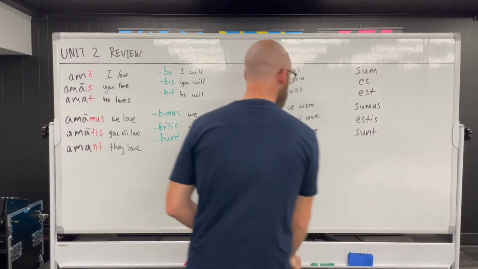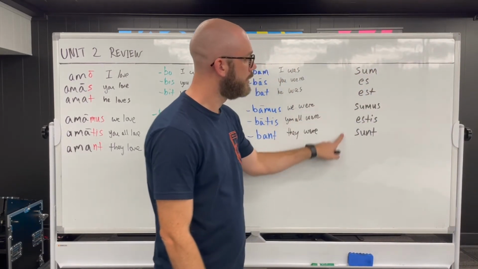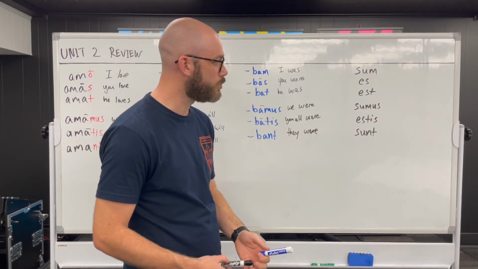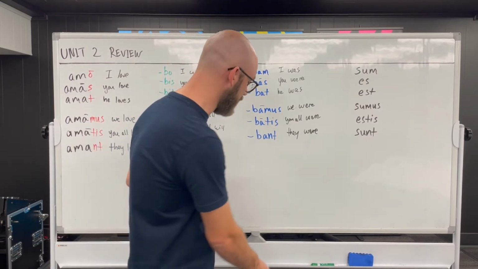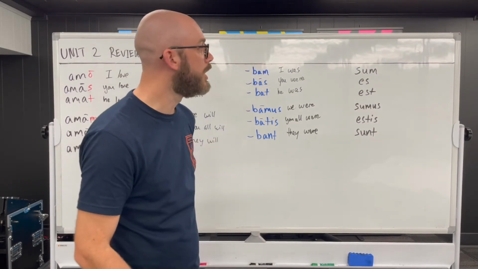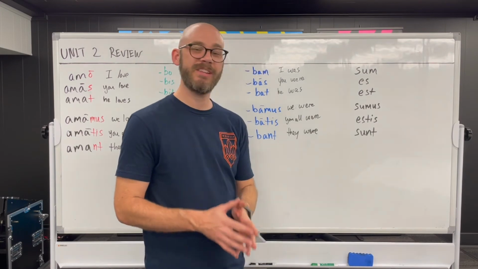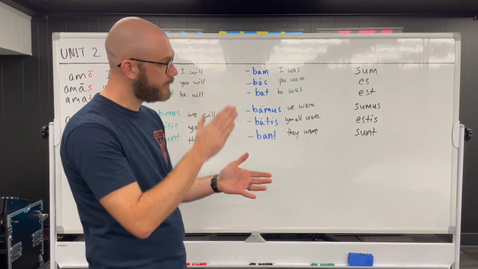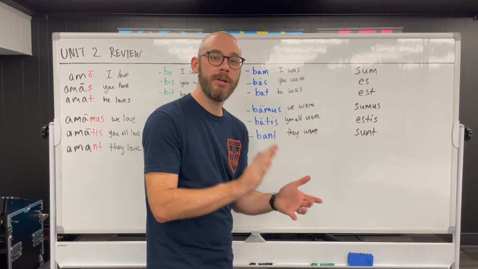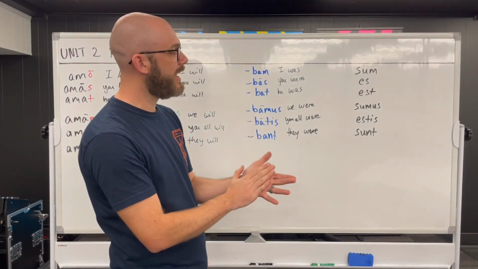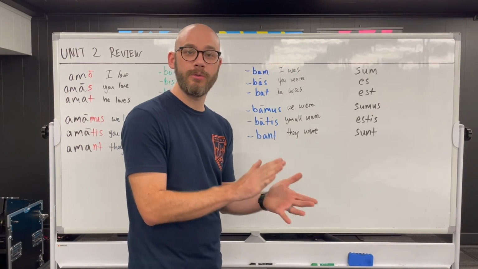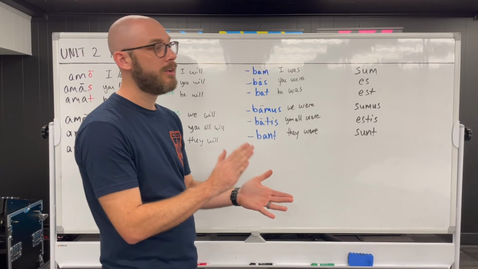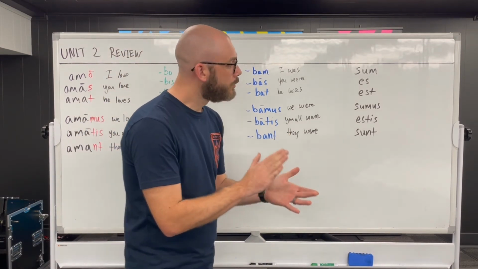Now, last one over here, we've got our old friend sum. Do you remember what that means? Sum, es, est, sumus, estis, sunt. Let's practice that chant, and then we can translate it and remember what it means. Sum, es, est, sumus, estis, sunt. Let's do it together. 1, 2, 3, 4. 1, 2. Here we go. Sum, es, est, sumus, estis, sunt. One more time. Sum, es, est, sumus, estis, sunt.